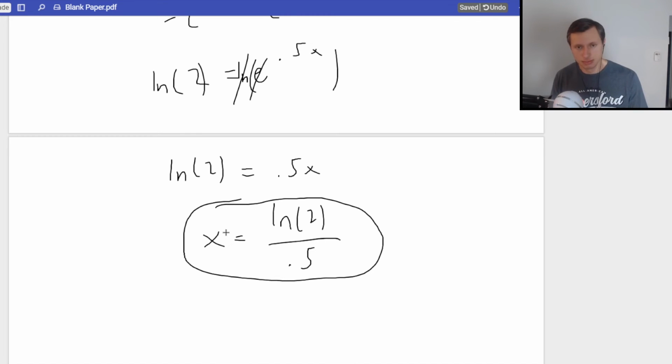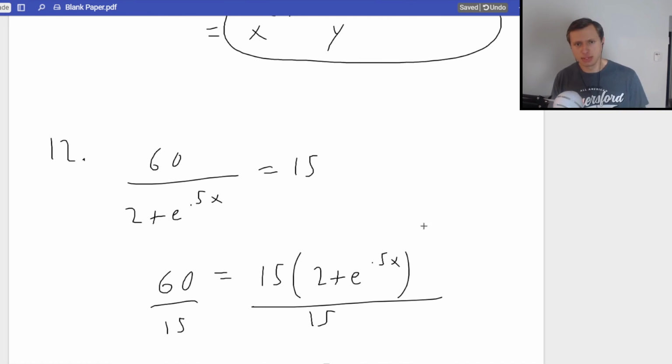So for this one, would the directions just be like solve for x? Exactly. Yeah, did I write that? Okay. I think I missed that. Sorry. Solve for x. Yes.